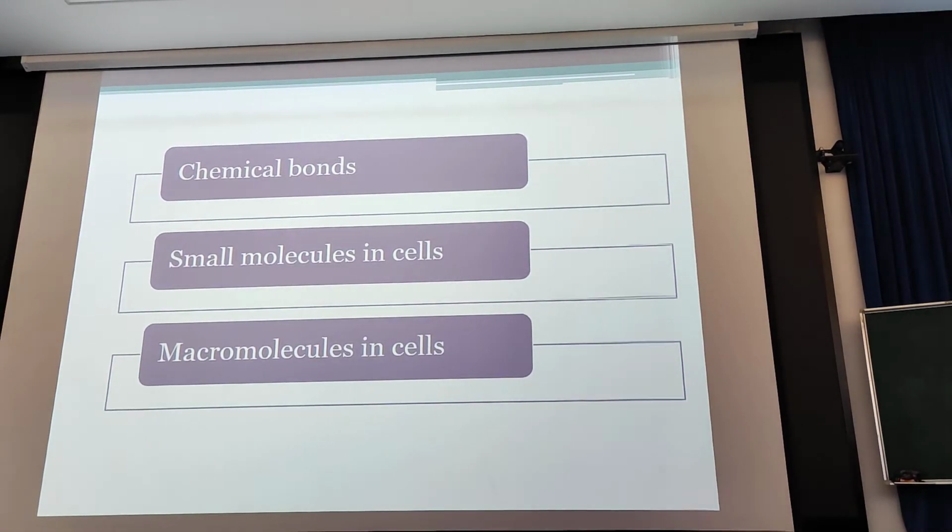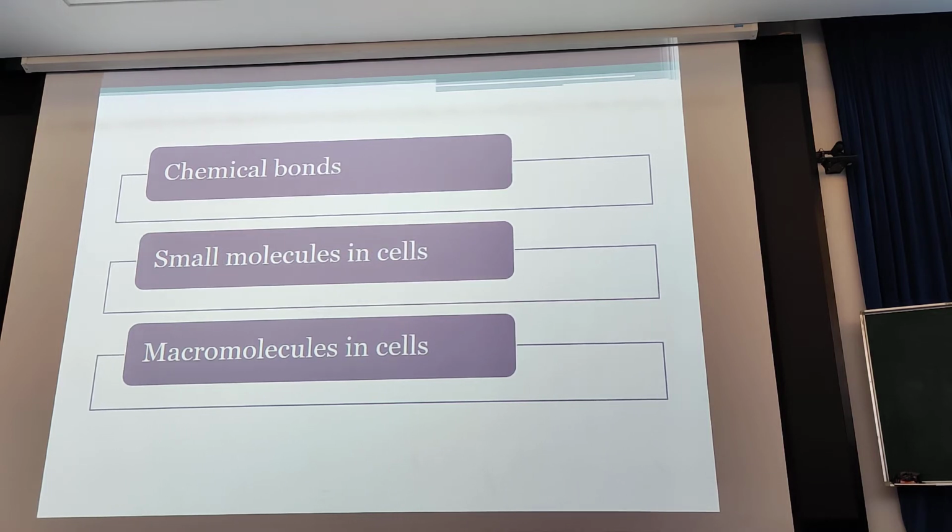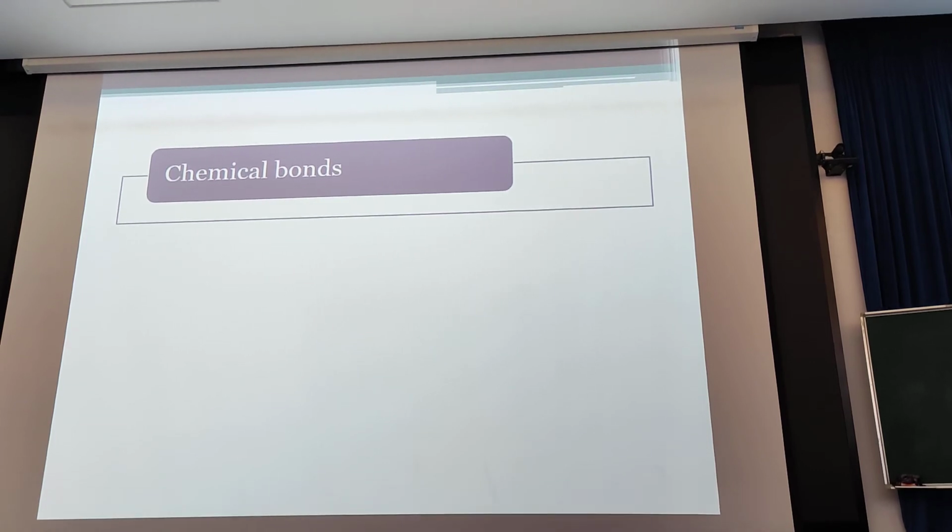And the lecture today contains 3 parts. In the first part, we study the chemical bonds, how all the molecules or chemicals inside a cell can connect to each other. The second part is about the smaller molecules in the cells, and the last part is about the macromolecules in the cell. We move to the first part, the chemical bonds.